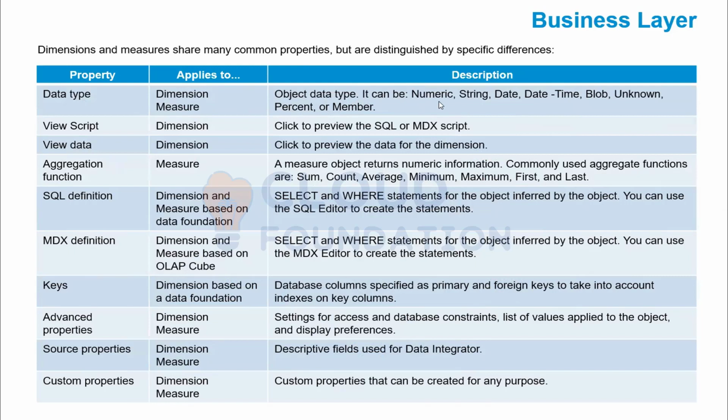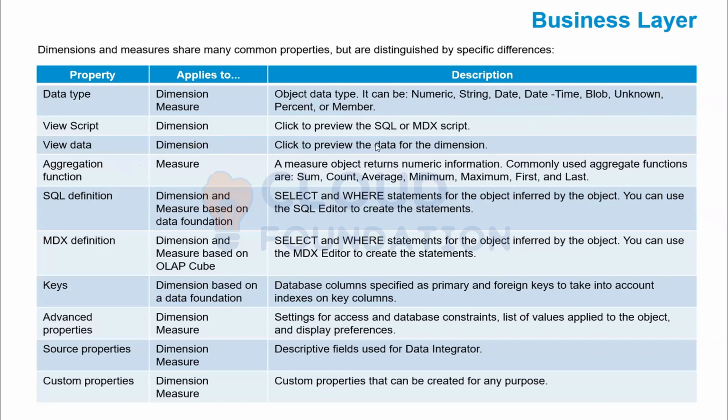For data type, it can be numeric. String is like a collection of characters. Date, if the object is defining the date, like start date, end date, then the object data type should be date. Date time, if it is having the timestamp also, the type is date type. Blob, unknown, percentage, or member. So these are the types of data types.